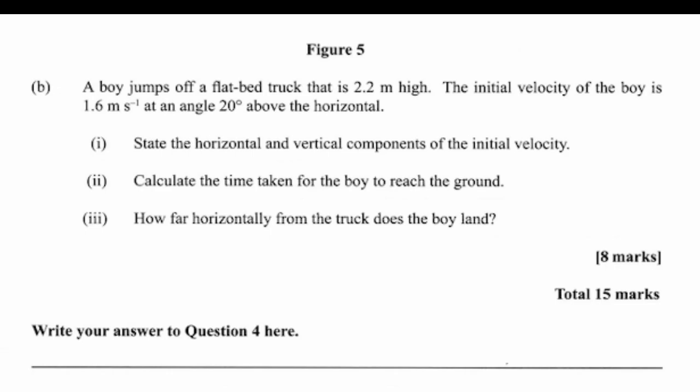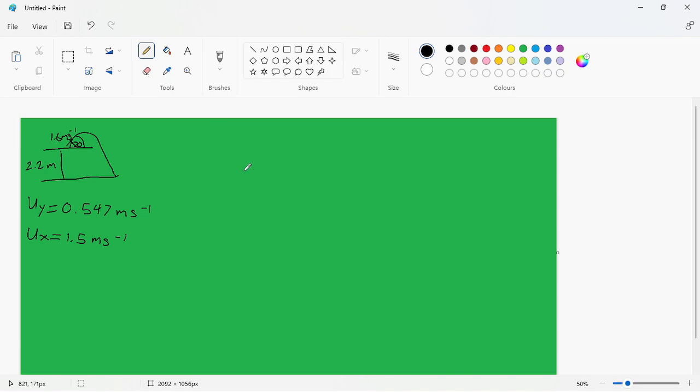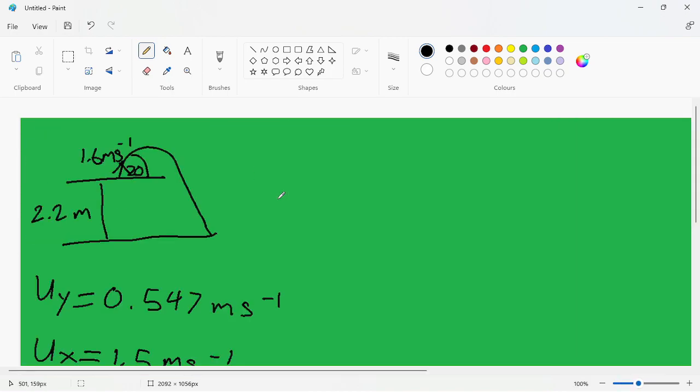Now we must calculate the time taken for the boy to reach the ground. In order to do that, we will have to use a kinematics equation. The kinematics equation that we will use will depend on the information that is given as well as the unknown that you are trying to find. It just so happens that when we are trying to find time and we're given displacement and velocity and acceleration, we can use a particular equation.